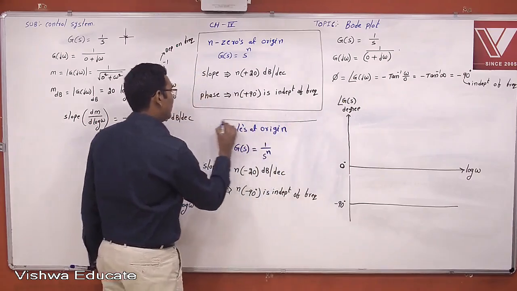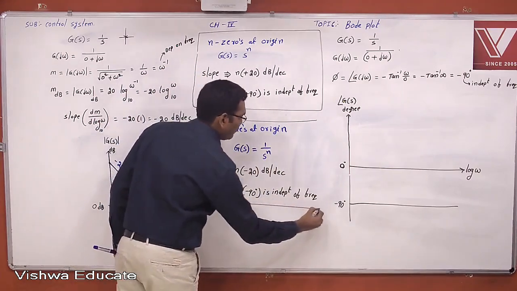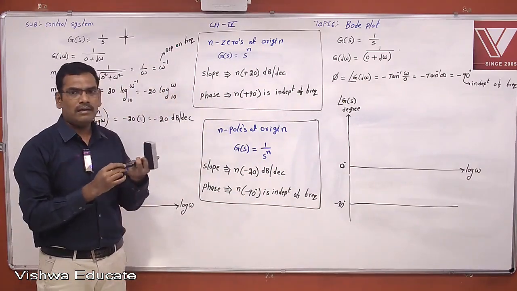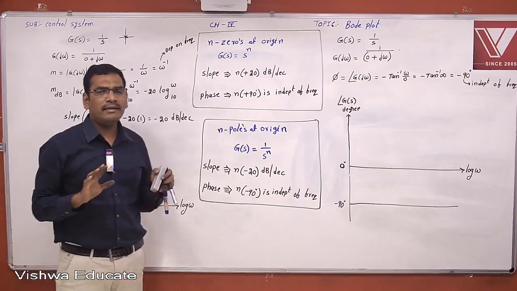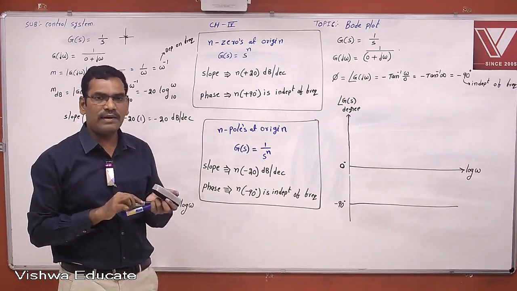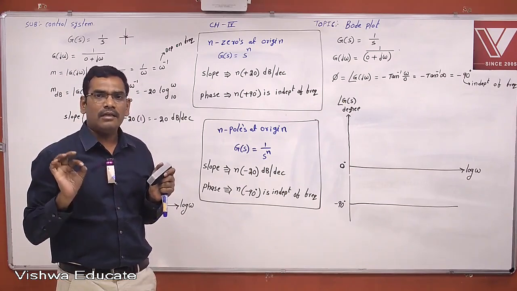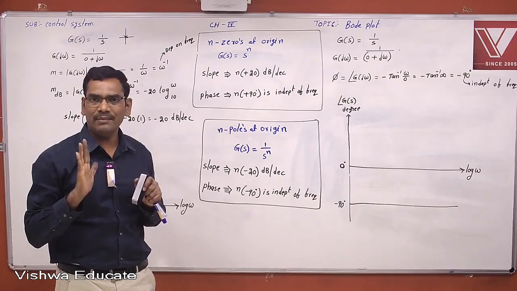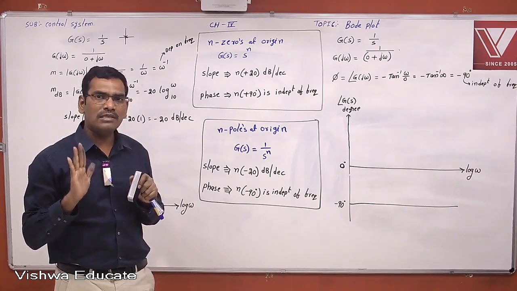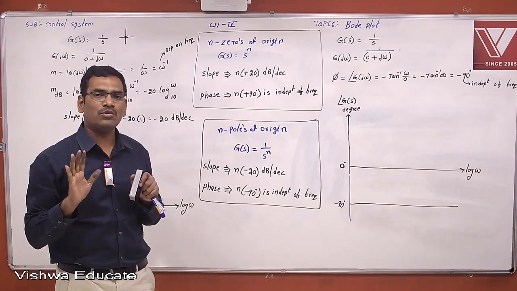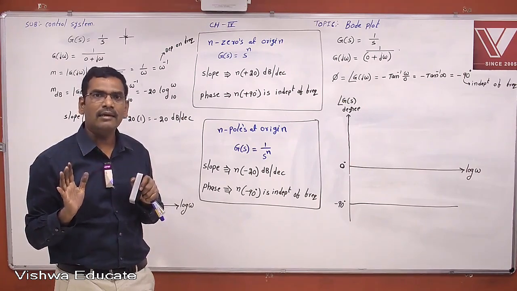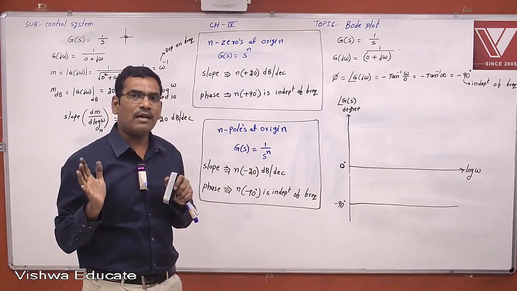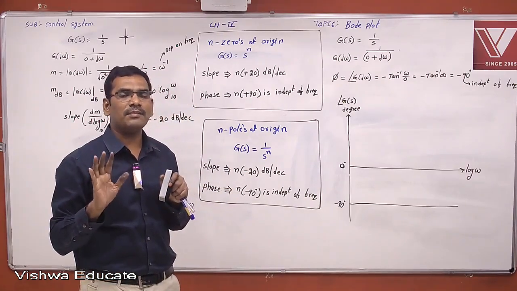Now this is another table consisting of slopes and phases for n poles at origin and for n zeros at origin. Clear or not? So finally, one point if you want to identify it or not. If there are zeros in the transfer function, then the slope is plus 20 dB per decade. And if there are poles in the transfer function, the slope is minus 20 dB per decade. If there are zeros in the transfer function, phase is plus 90 degrees. If there are poles in the transfer function, the phase is minus 90 degrees.